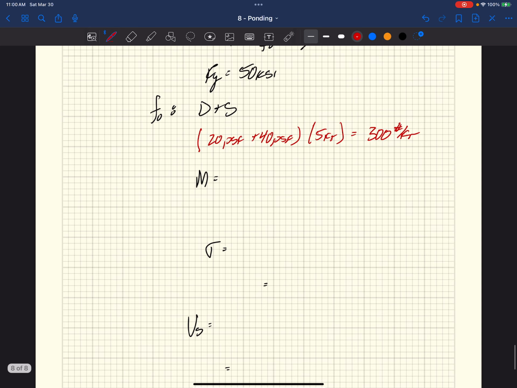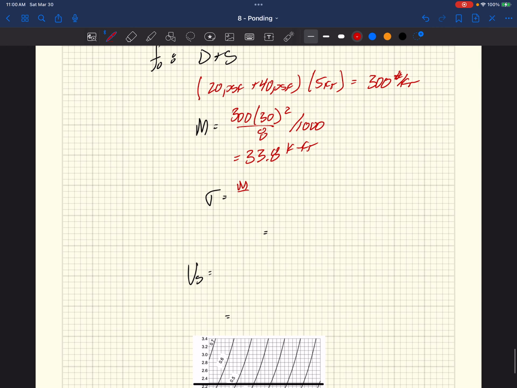So if we look at our moment, again, WL squared over 8. This one is truly a uniformly loaded beam because we have our deck sitting on top of our beams. 300 times 30 squared over 8, divided by 1,000 to get us to kip feet. We get 33.8 kip feet.